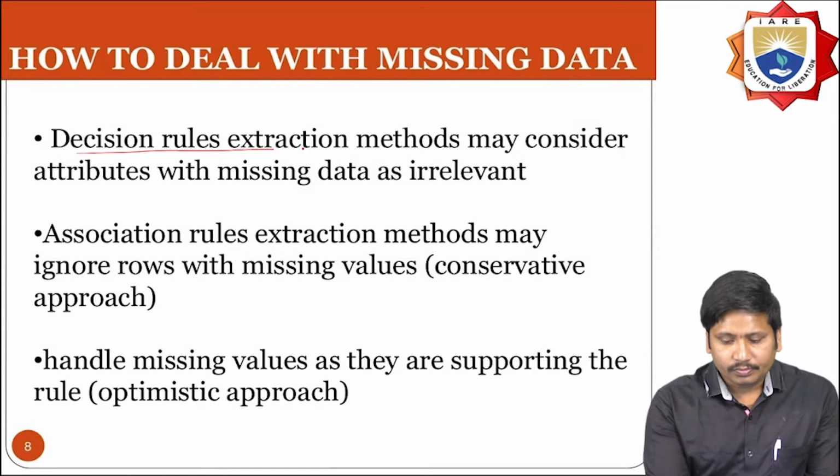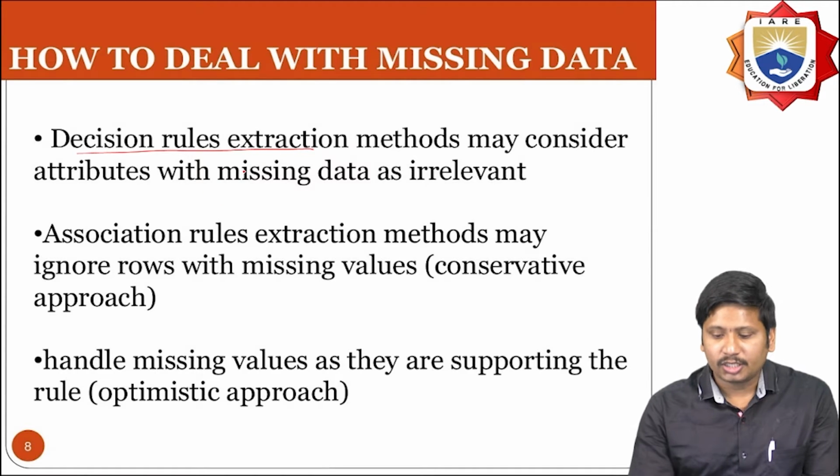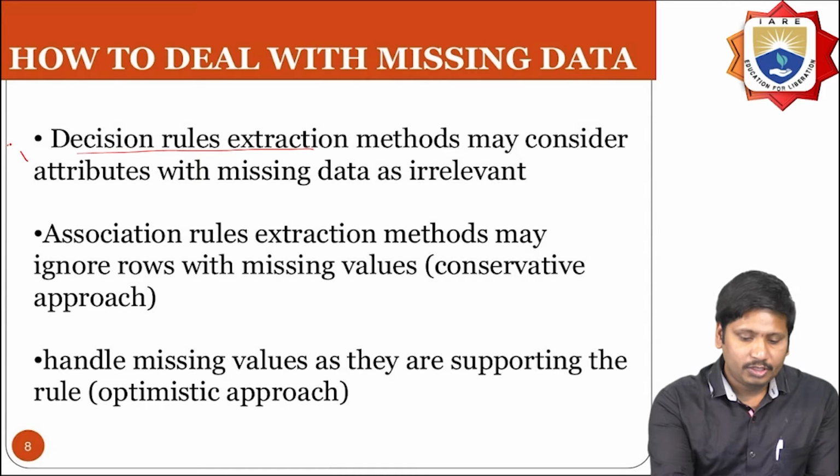So the first one is the decision rule extraction method. The decision rule extraction method means we are able to form the rules based on the decision, so yes or no. Based on that we are able to retrieve the data, and we focus mainly on yes or no values. This method is always going to consider attributes, where the data is going to be missed as irrelevant. This is the first one.